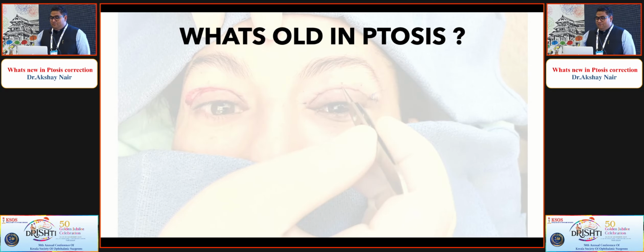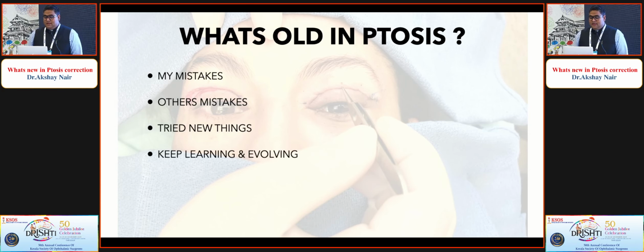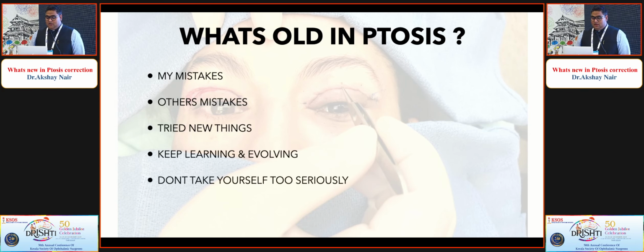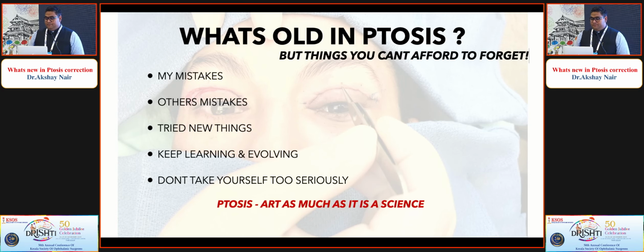So when I'm talking about what is old in ptosis, I'm going to go past some important things that as oculoplastic surgeons and as ptosis surgeons, we shouldn't forget. So these are like 10 commandments which I have created, these are my mistakes. These are things that I've learned from others' mistakes, trying new things, because at the end of the day, we have to keep evolving and learning and not take ourselves too seriously, because there are times where we will also make mistakes. Because ptosis correction is as much an art as it is a science. So this is what's old in ptosis, but unfortunately things that we cannot afford to forget.